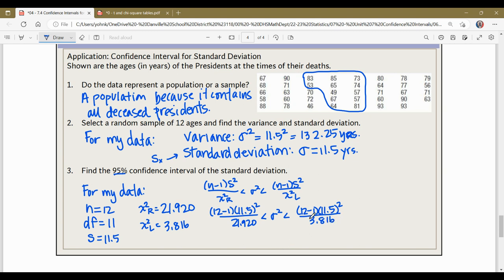If I do the calculations, this gives me 66.4 is less than sigma squared is less than 381.2. Notice I went one decimal. That's because my data had no decimals. Then if I take the square root, I get 8.1 is less than sigma is less than 19.5. So here's my standard deviation confidence interval.